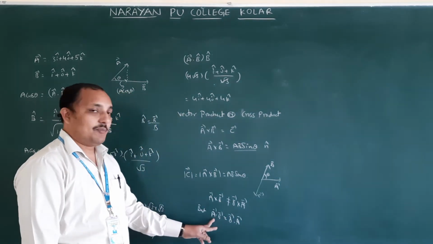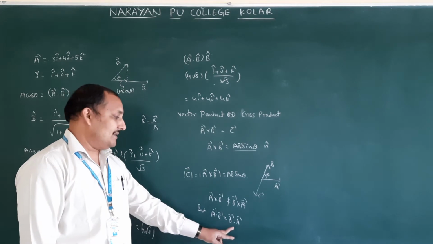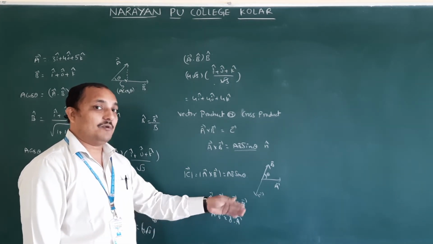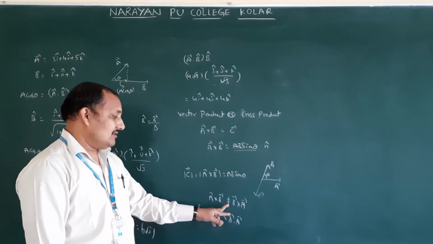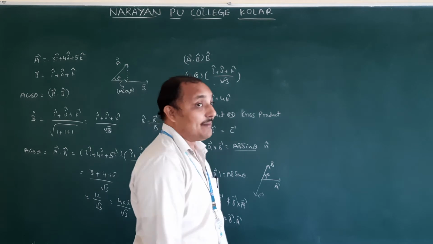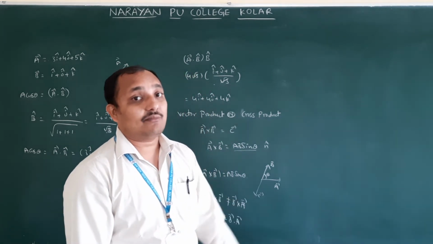So if you do the dot product either way, it will come out the same, but the cross product you won't get the same. You will get the same magnitude but opposite, with a minus sign. So both are not equal. And next we discuss i cap dot i cap, j cap dot j cap, k cap dot k cap.